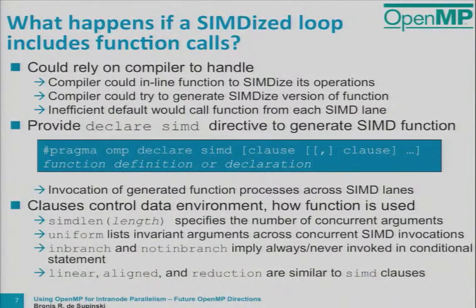The compiler could try to generate SIMDized versions of the function. That's almost certainly not going to happen, right? Because first of all, it would have to find the definition of the function for you, and second of all, it would have to believe that it actually could generate SIMDized versions. So more likely what's going to happen is that each of your SIMD lanes will issue a function call, and you basically lose the advantages of running SIMD code once you hit that function. So that's why you want to decorate your function definitions and declarations with the fact that they can be SIMDized. All right?